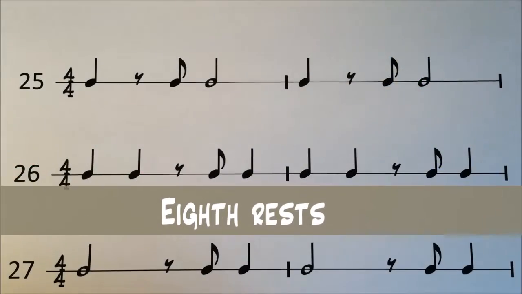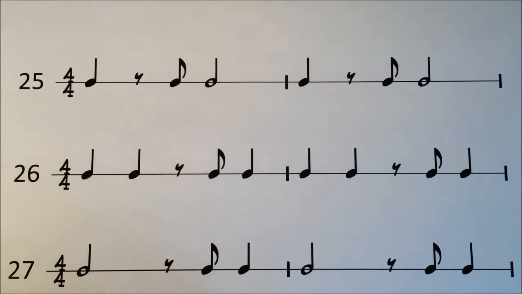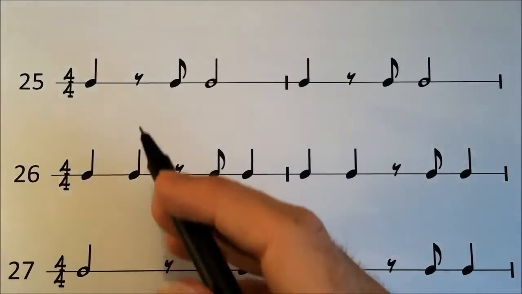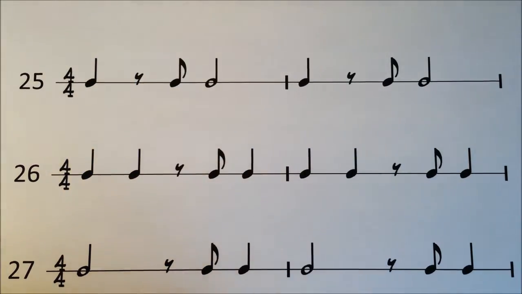Let's take a look at eighth rests. Eighth rests are the equivalent of eighth notes, but you're silent instead of playing. So that means that you're meant to be silent for half a beat. In writing, the symbol for an eighth rest looks like this. So it's like a little hook here, and it's quite different from the other rest symbol, so it's pretty easy to recognize.